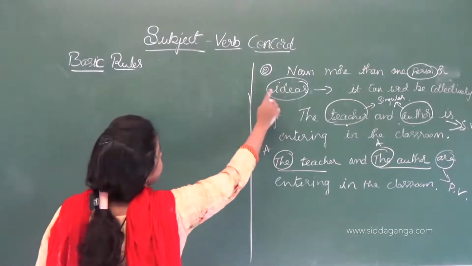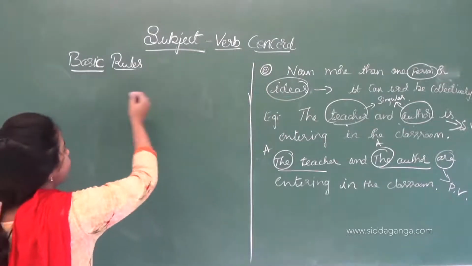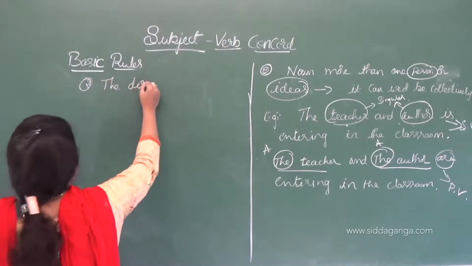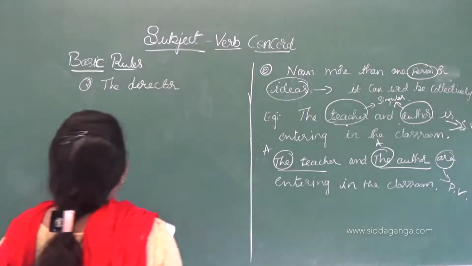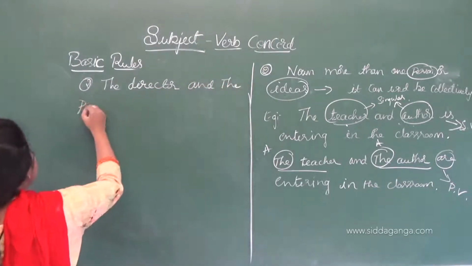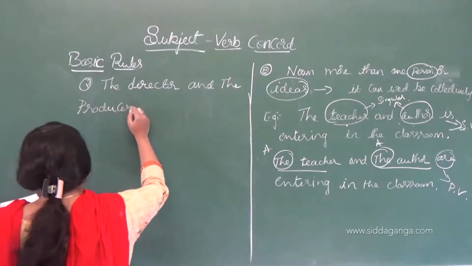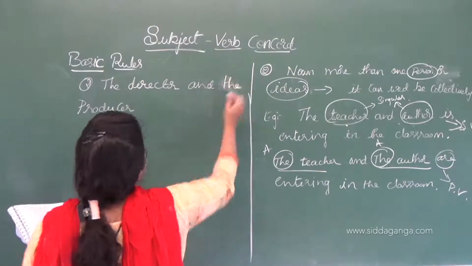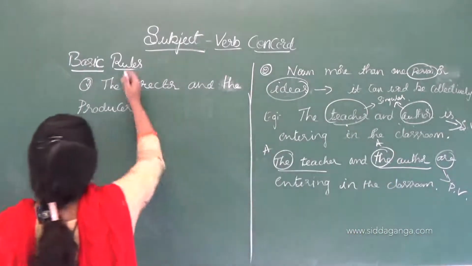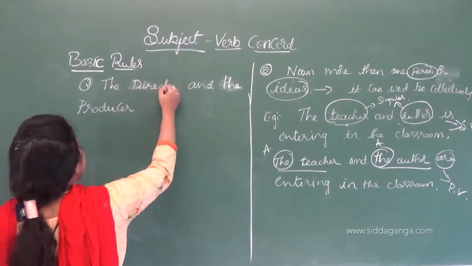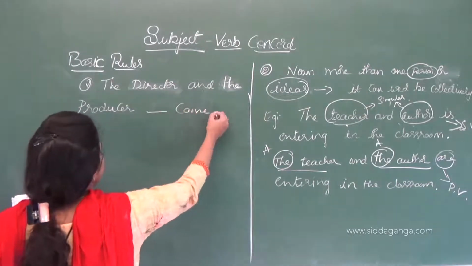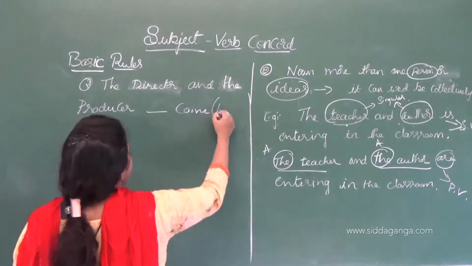So for this rule, this is the second rule, for the same rule, another example like the director and the producer, the director and the producer dash come. So here I will give you the two options.